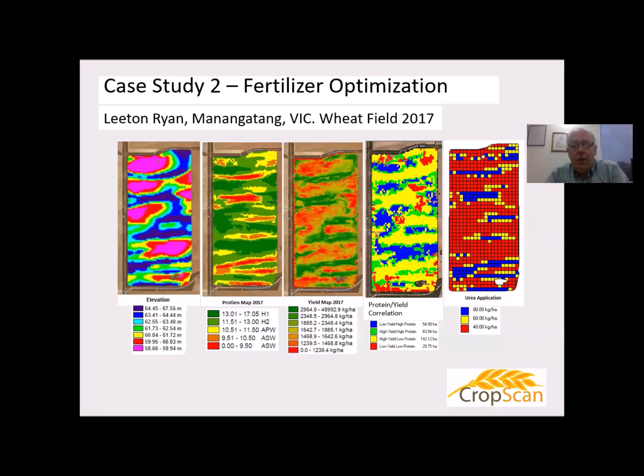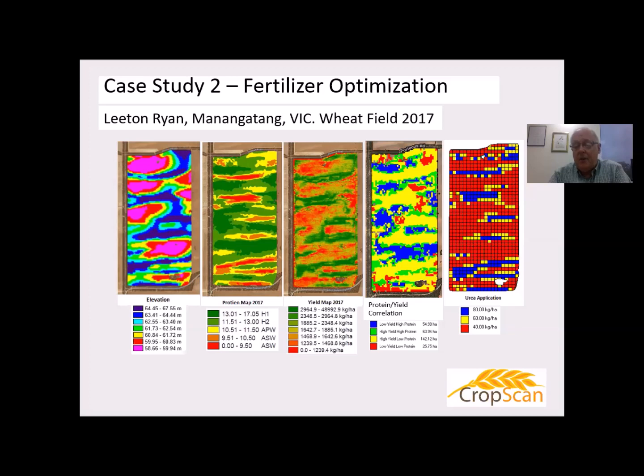The next case study is looking at it from a different point of view. It's looking at optimization of the fertilizer, or reduction of fertilizer. And this was based on Leeton Ryan in Menangatang. He's a bit bigger farmer, I think he's about 7,000 to 8,000 hectares. Michael Ayres and Ed Scott have done a lot of work on his property, and we've worked with him as well. So here we see elevation map, protein map, yield map for 17. Then we see the protein yield correlation or the performance map. And finally, that is translated into a urea application.